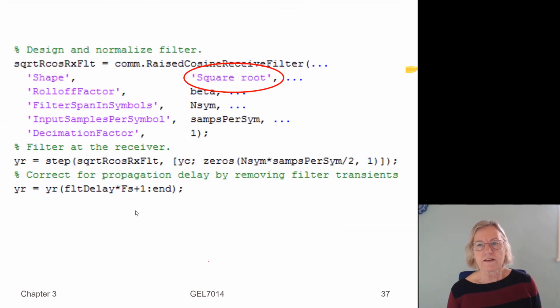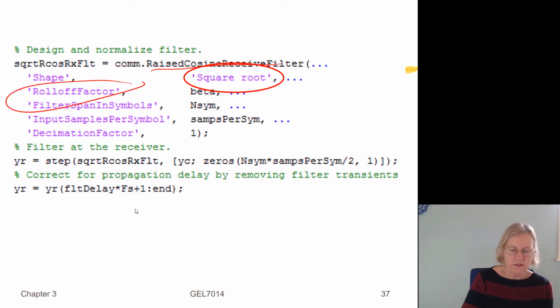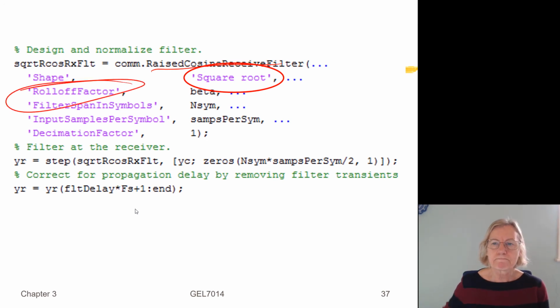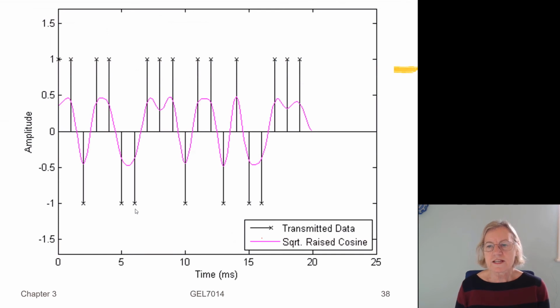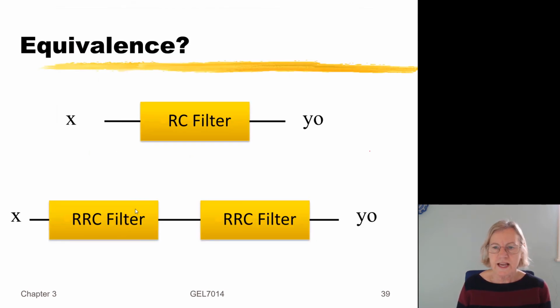So I said that inside of this command, raised cosine filter, you can specify which of the Nyquist pulses you want. In particular, this does raised cosine or it does root raised cosine. And of course, you can specify the roll-off factor that you want. So this is an example of the root raised cosine pulse. And the last thing I would like to draw your attention to is the equivalence. Like, you could take 2 root raised cosine filters and it gives you an RC filter. That's certainly true.